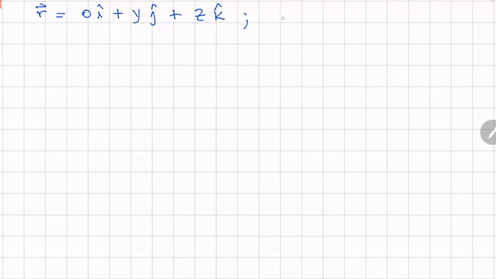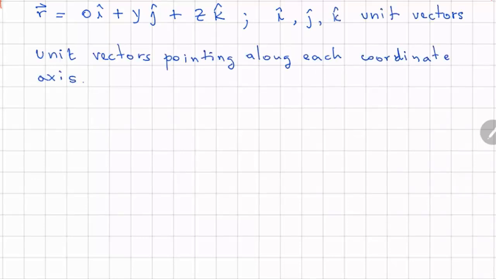These i, j, and k are the unit vectors, okay guys? And these unit vectors basically point along each coordinate axis. Well, now we are going to write the velocity. The velocity, if you remember, is the time derivative of the position with respect to time. So we know that the velocity is the derivative of r, of the position, with respect to time.